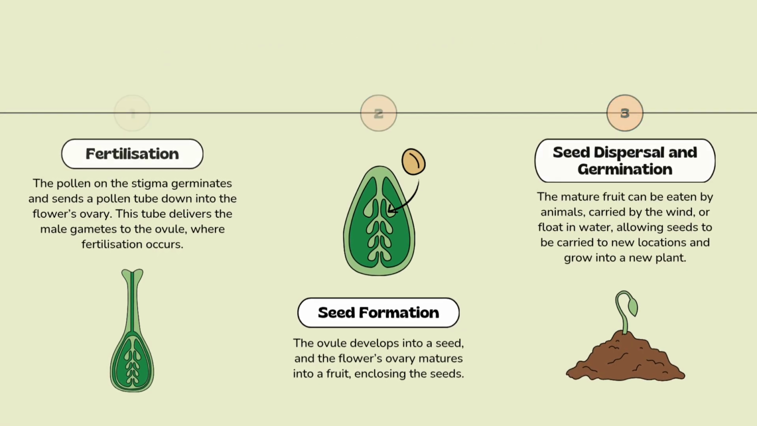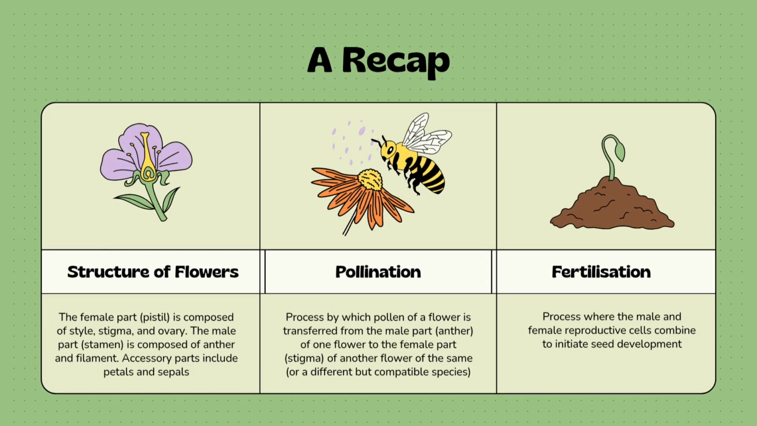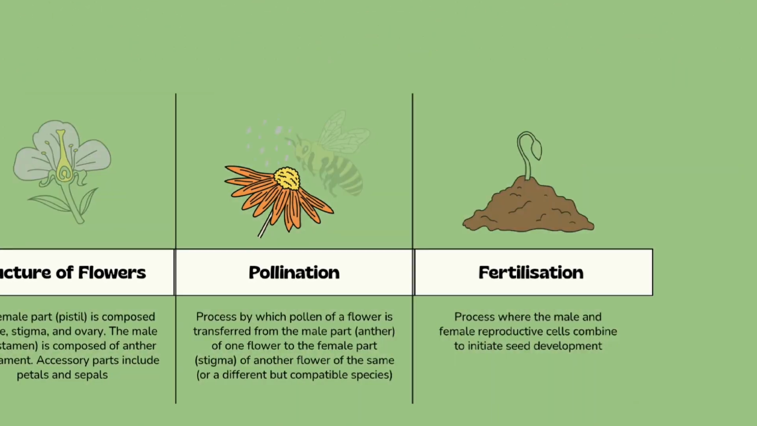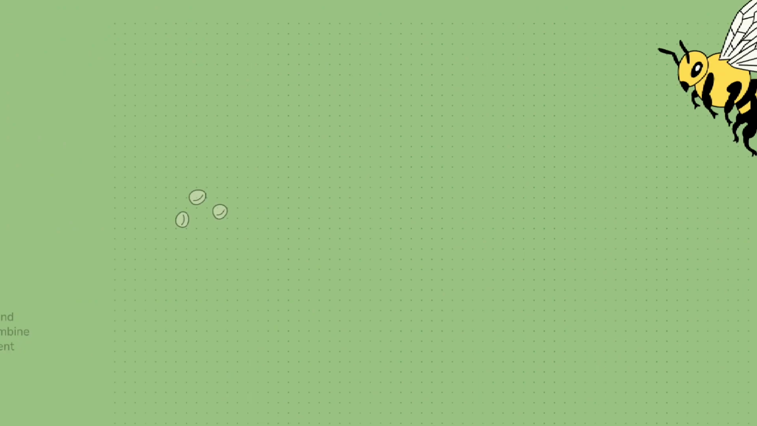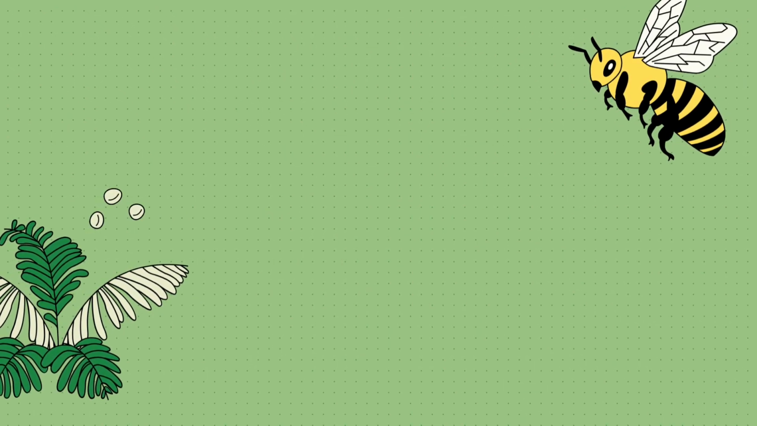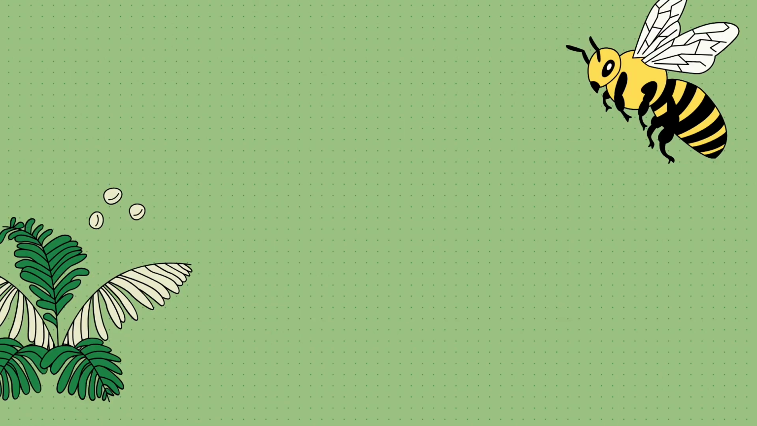Let's quickly recap. The male part is the stamen, made of anther and filament. The female part is the pistil, made of stigma, style, and ovary. Pollination is the transfer of pollen from anther to stigma. Fertilization is the fusion of male and female gametes. Ovule becomes seed, ovary becomes fruit. And that is how flowering plants reproduce, quietly, beautifully, and scientifically.